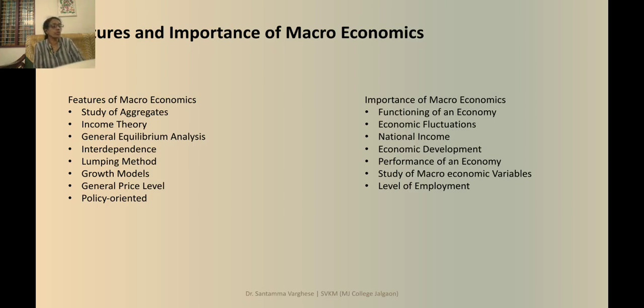The last point: policy oriented. According to Keynes, macroeconomics is a policy-oriented science. It suggests suitable economic policies to promote economic growth, generate employment, and control inflation and depression. So altogether we studied 8 points in the features of macroeconomics: the study of aggregates, income theory, general equilibrium analysis, interdependence, lumping method, growth models, general price level and policy oriented.